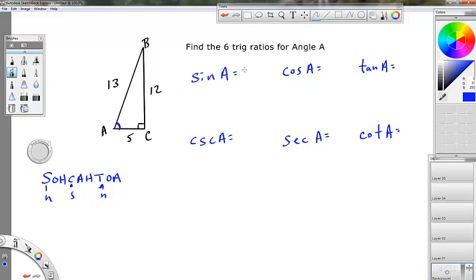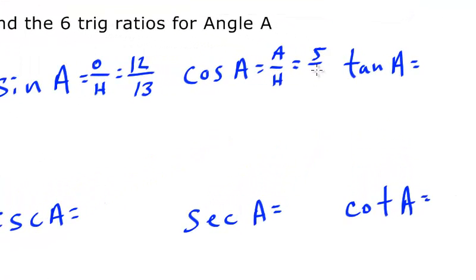So the sine of A is, of course, opposite over hypotenuse, which would be, the opposite side would be 12, and the hypotenuse would be 13. So this would be 12/13. The cosine of A is adjacent over hypotenuse, and that's all coming from Sohcahtoa here. And adjacent from angle A would be 5 over hypotenuse of 13.